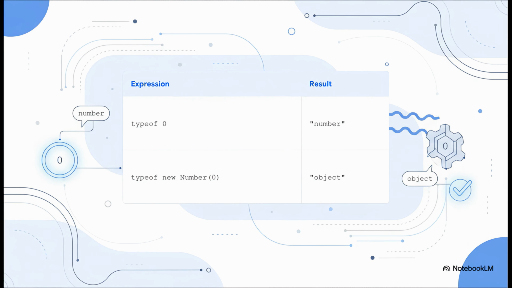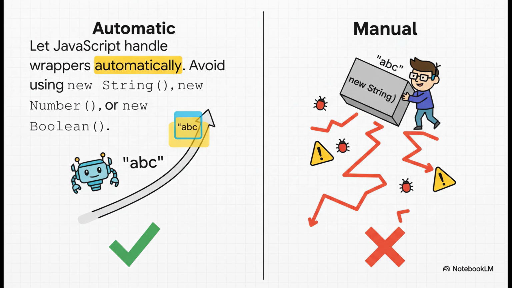The whole secret is revealed when you use the typeof operator. A primitive 0, its type is number, but new Number(0) creates a variable whose type is object. And in JavaScript, the rule is dead simple. All objects are truthy, every single one, even an object that just happens to be holding the number 0. So here's the big takeaway, the thing you really need to remember. Just let JavaScript handle the temporary wrappers on its own. For your own sanity and to avoid these kinds of confusing bugs, just stay away from manually creating objects with new String, new Number, or new Boolean.